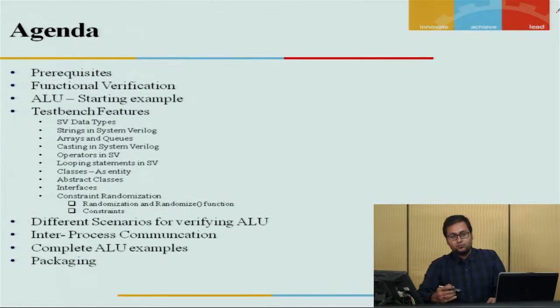Then we will see the important basic concepts needed for developing test management features, like data types, operations, classes, abstract classes, and then the very important concept of constraint randomization, in which variables are randomized to check all the corner cases of a particular verification module. After that, we will see what corner cases are required for verification of our ALU.